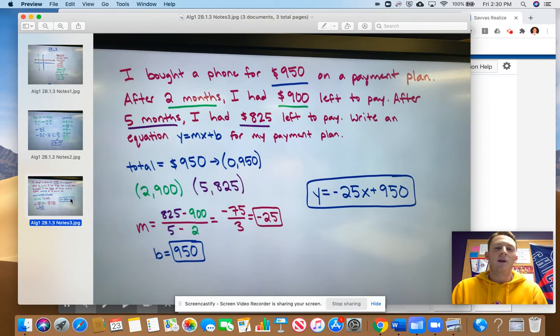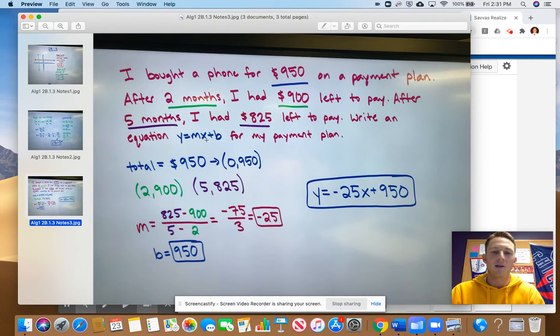And finishing it off, we have another word problem. So I bought this phone for $950 on a payment plan, which means I'm not buying it up front. I'm not giving the phone store $950 in cash. I'm going to say that every month I'll pay you a certain amount of money until it's paid off. So after 2 months, I had $900 left to pay. So I started with $950 and now I'm down to $900. Well, after 5 months, I had $825 left to pay.